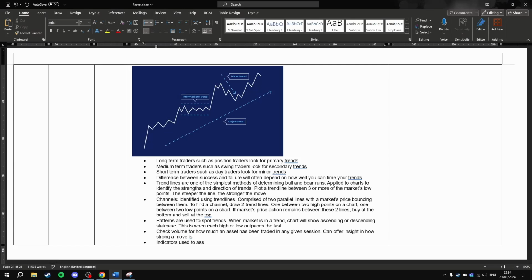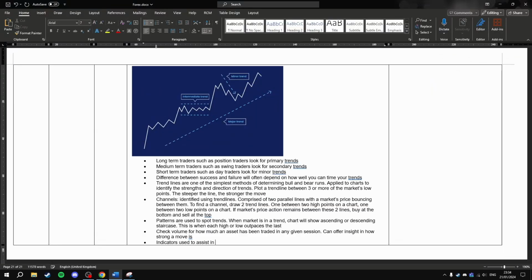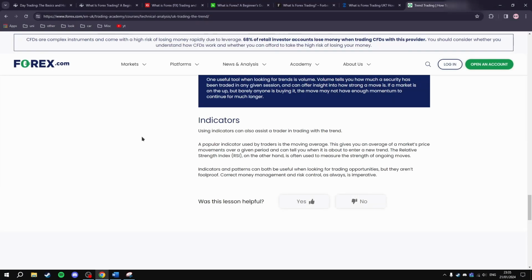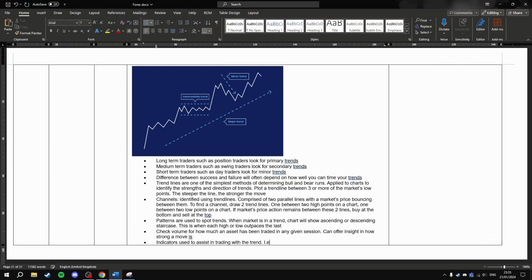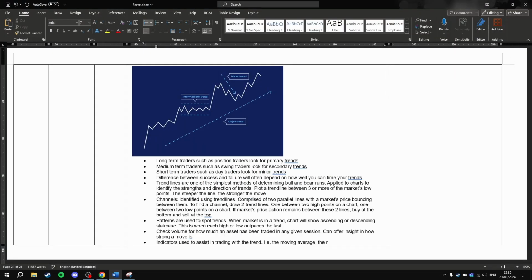Used to assist in trading with the trend. The relative strength index.